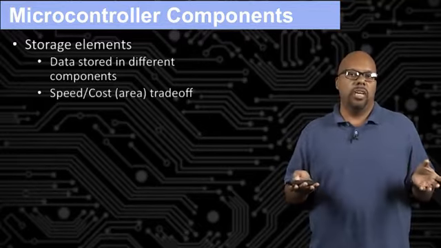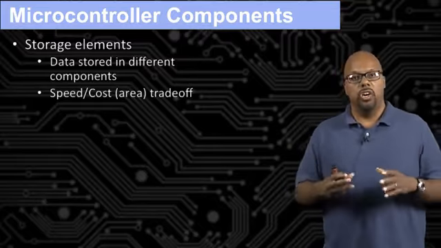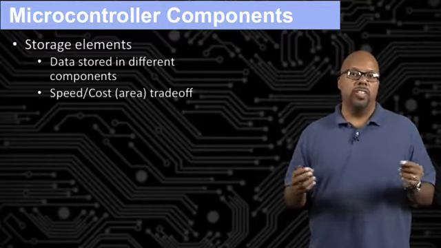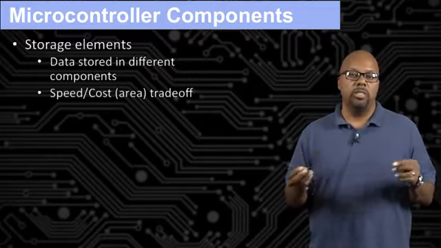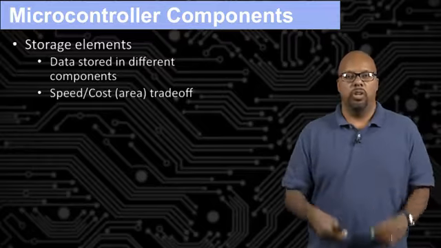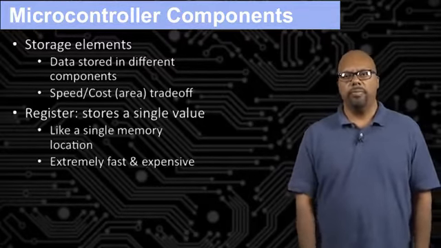Some types of storage are very fast, but they cost more. Usually they cost more because of area. They take up a lot more area on the chip, so they cost more. On the other hand, there are other types of storage elements that are slower to access, but they cost less. They're much smaller in the chip. There's also a power trade-off that I didn't mention here.